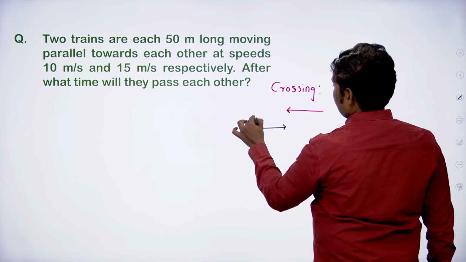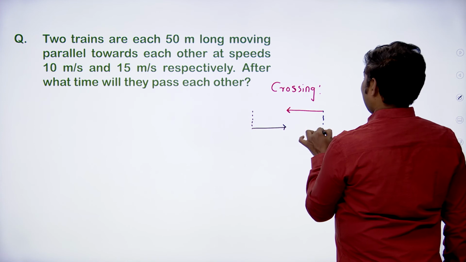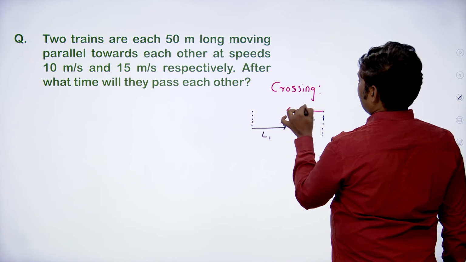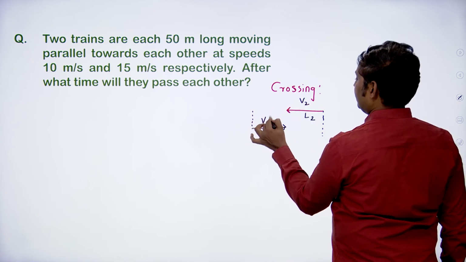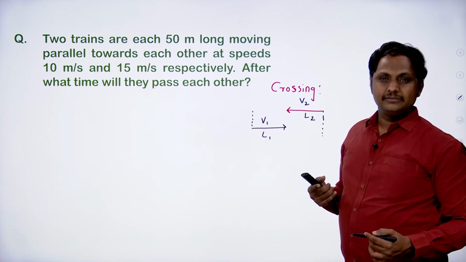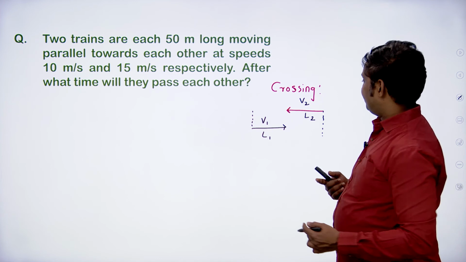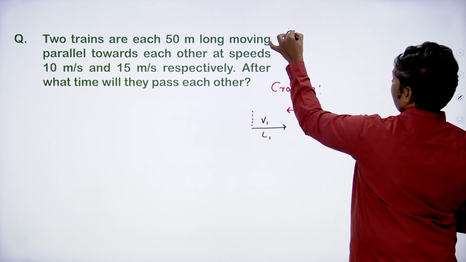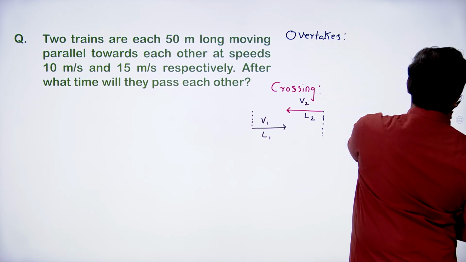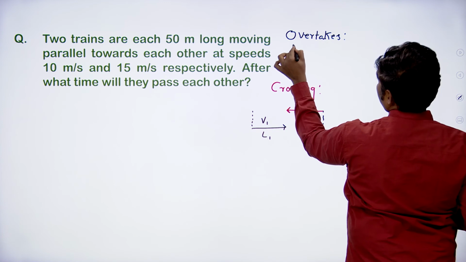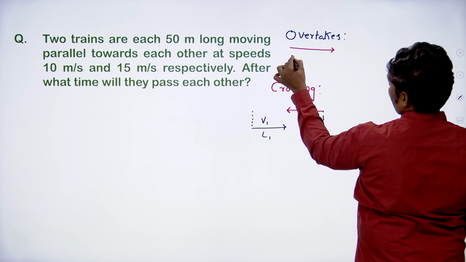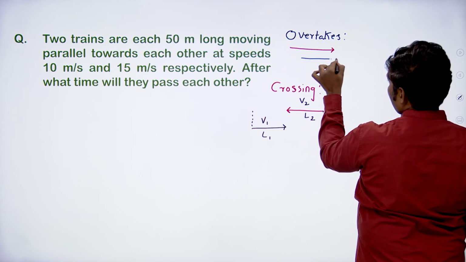So, you have to take that L1 and L2. So, V2 and V1, crossing, overtakes, just you have to get that. That is, they are moving, first one is moving in this direction and the second one is also moving in this direction, which overtakes, right.